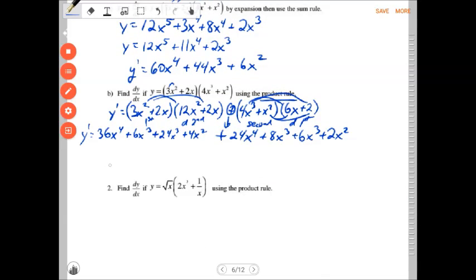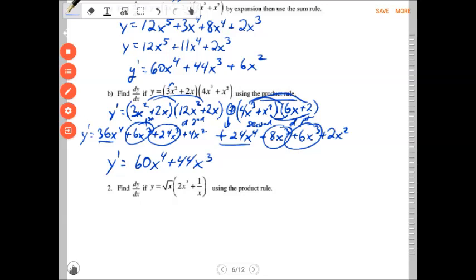Now, of course, we need to combine our like terms. So y prime, the 36x to the fourth goes with the 24x to the fourth, so that makes 60x to the fourth. Now we do the cubes. So 6x cubed, 24x cubed, 8x cubed, and 6x cubed. So that's 30, 38, and 6 makes 44. 44x cubed. And then we have 4x squared and 2x squared, so that makes 6x squared.